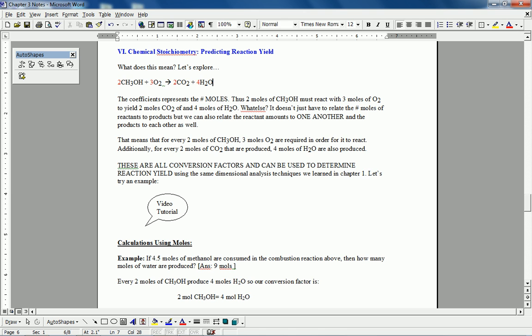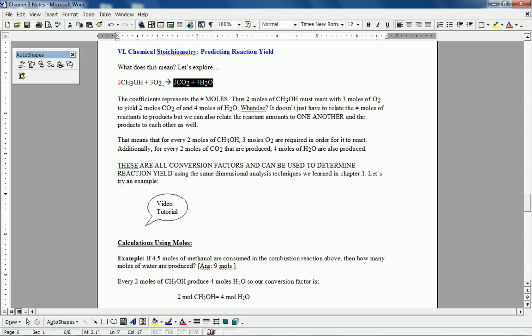So these particular coefficients here and these formulas actually do act like a recipe, where our units, rather than being cups and teaspoons and tablespoons, are actually in units of moles. And these red numbers, of course, represent our coefficients in the balanced equation, and they represent the number of moles of each reactant and product. So we can actually say every 2 moles of methanol are required to react with 3 moles of molecular oxygen. And that in turn will produce 2 moles of CO2 and 4 moles of H2O.